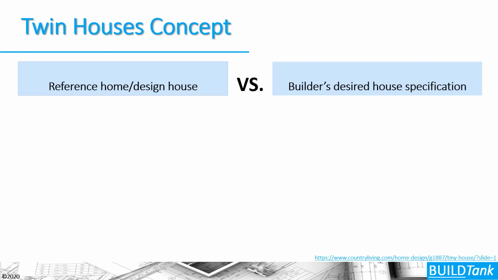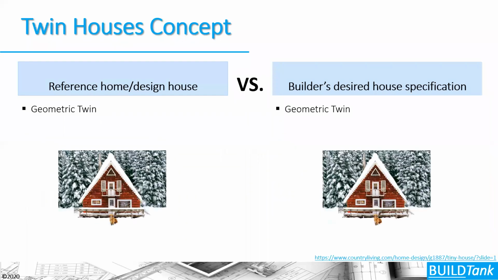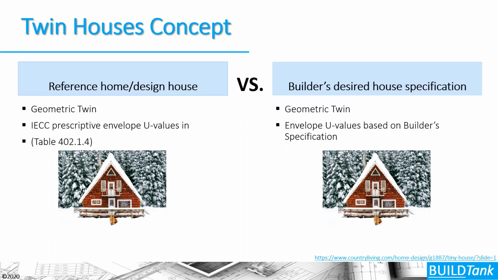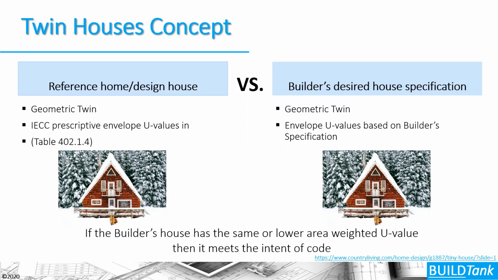Now, the reference home versus the builder's house for the simulated performance, for the UA trade-off pathway. Again, they're geometric twins of each other. Once we've built this house inside of the software, it creates a second house that's called the reference home. They're geometric twins of each other. The reference home is overlaid with the prescriptive envelope U values that are put into that code, and the builder is overlaying whatever U values they want, whatever specifications they want. The point of this exercise is to say, is the builder's house equal to or better than the reference home?